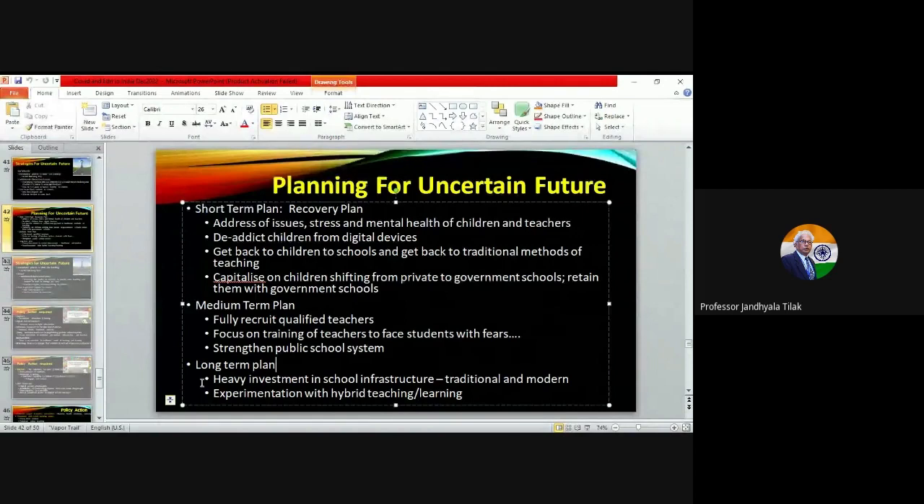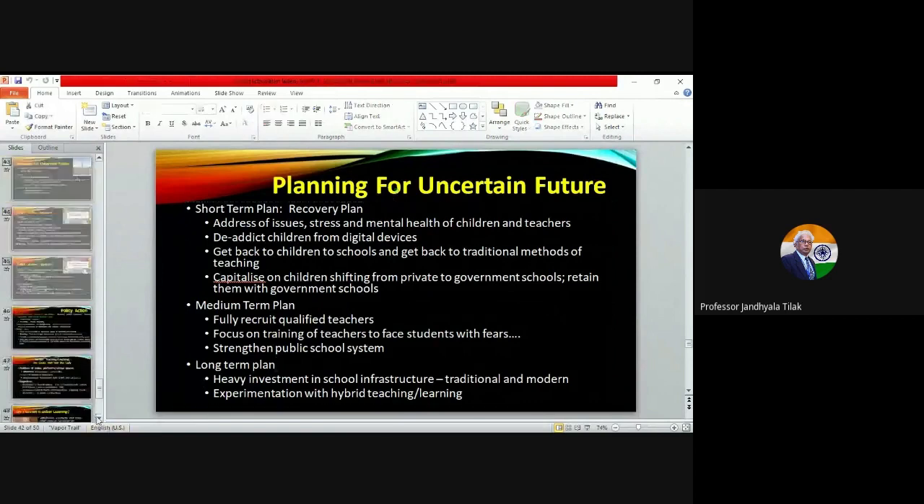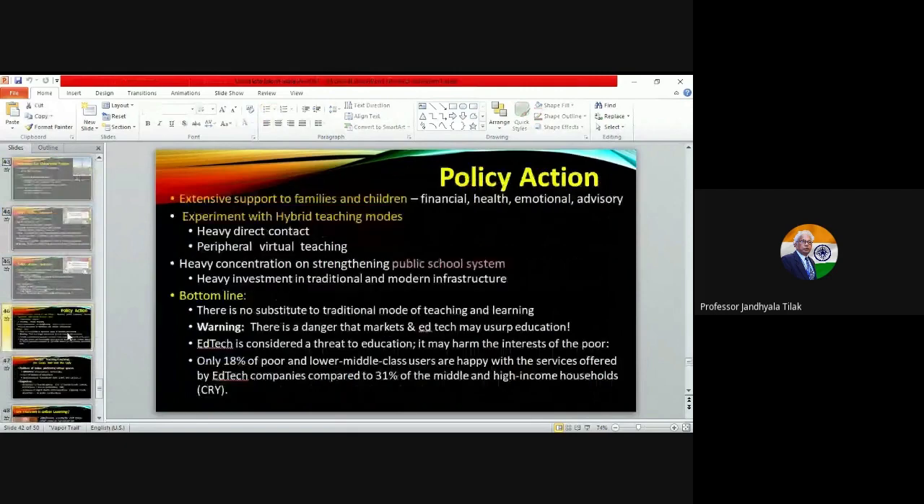And perhaps we have to do some experimentation with hybrid teaching before we come to a conclusion that hybrid teaching could be the best method that can be taken up very seriously. What we have to do in the hybrid teaching methods is to have heavy direct contact, offline methods, and give less importance to virtual teaching and online methods. Heavy concentration on strengthening of the public school system with heavy investment, of course. But we should recognize that there is no substitute to the traditional mode of teaching and learning that has been tested for centuries, and you cannot completely replace it with modern methods.